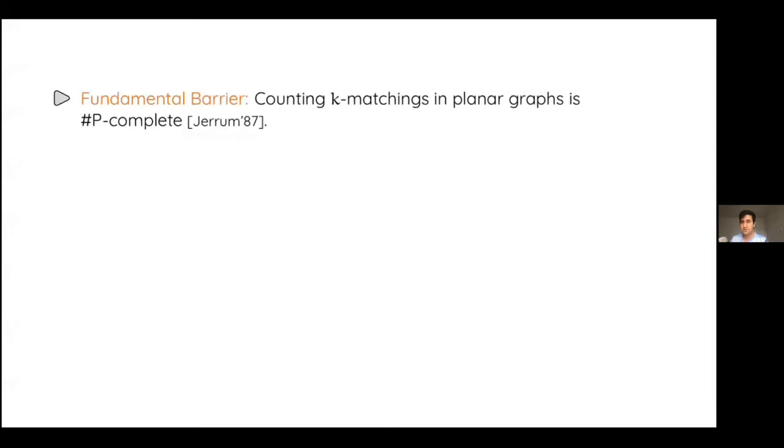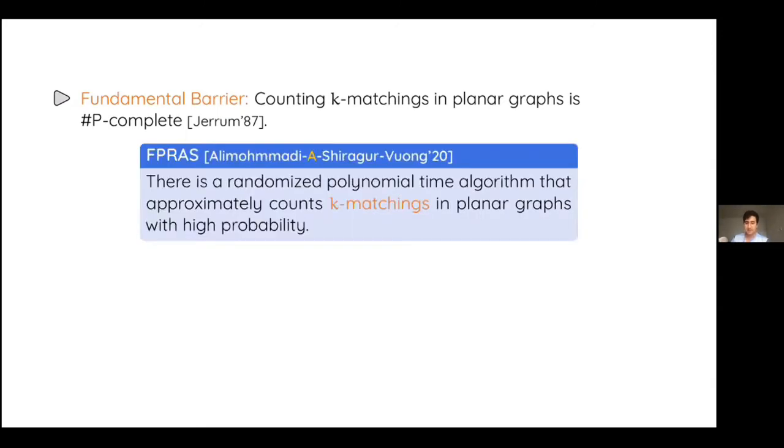Jerrum showed that even though you can count perfect matchings in planar graphs exactly using a polynomial time algorithm, if you consider this modified problem of counting k-matchings, then the problem is #P-hard. So again, there is very little hope of designing efficient algorithms here. The main result I want to highlight today is that for this problem, which is now #P-hard, we have the next best thing, which is approximate counting within any desired factor.